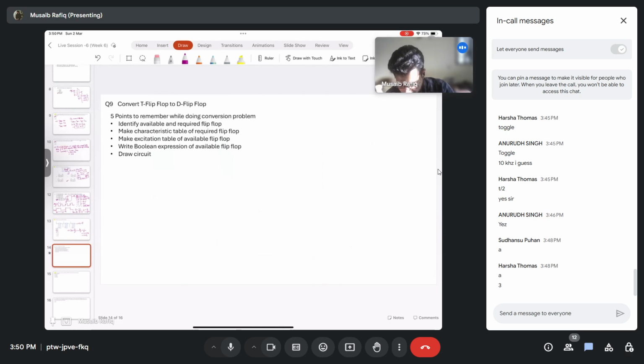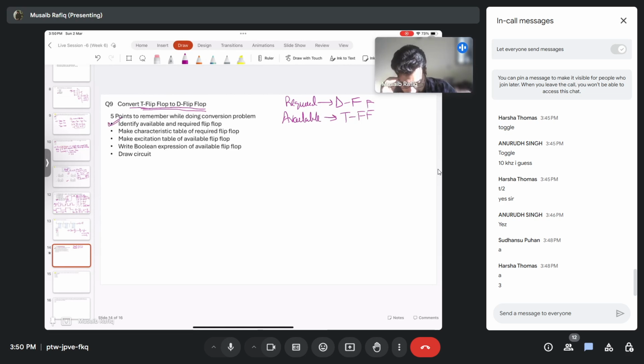So the problem here is to convert a T flip-flop to a D flip-flop. How do you approach a problem like this? First of all, you have to identify which is the required flip-flop and which is the available flip-flop. Here the required flip-flop is the D flip-flop, and the available flip-flop is the T flip-flop, right? Because we have to convert T into D. So point one is checked.